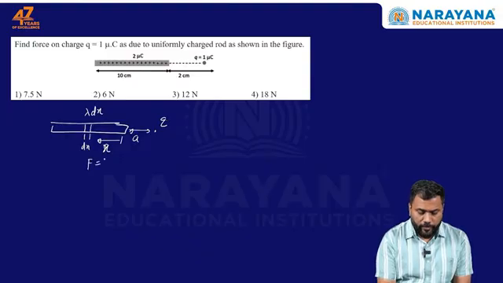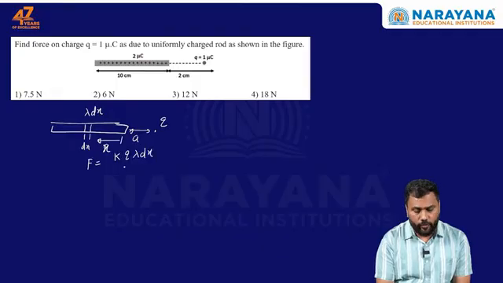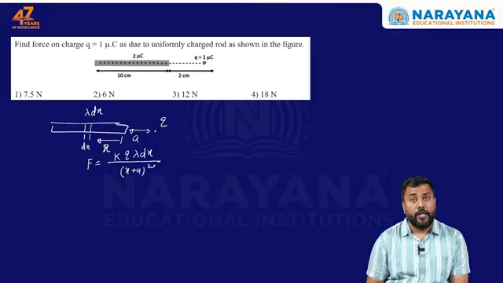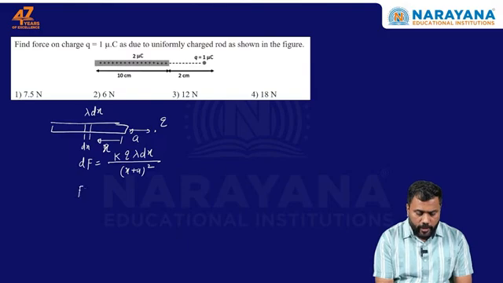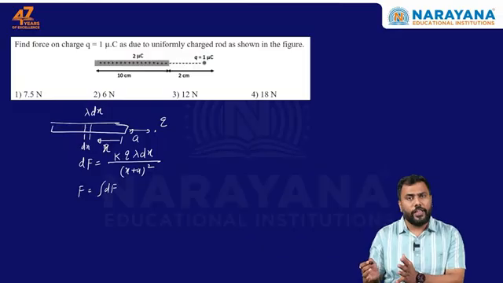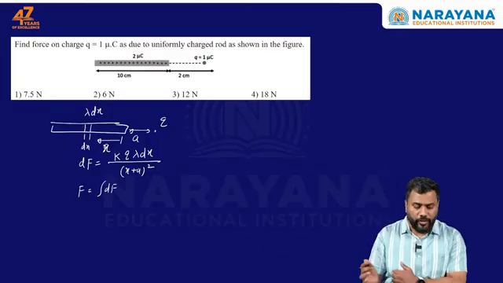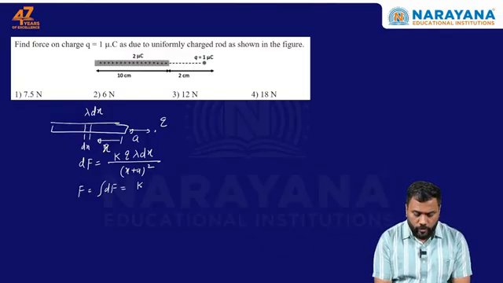So the force of repulsion between these two should be given by k times the product of charges, which is q into lambda dx, divided by the distance between them, which is (x plus a) whole square. This is going to be the small force due to a small element of the rod. In order to get the total force, I will add up all these forces. Because all the forces are in one direction, they are all repulsion, we can directly integrate this expression. So the integral will be k q lambda, which is common, times the integral of dx upon (x plus a) whole square.